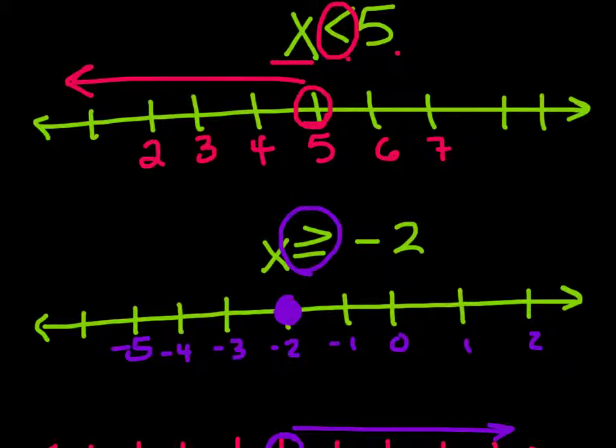Then after that, I need to decide, am I going to shade to the right or to the left? And if I look at my inequality, it's giving me a hint and telling me that I need to shade to the right. Everything bigger than that is going to work.